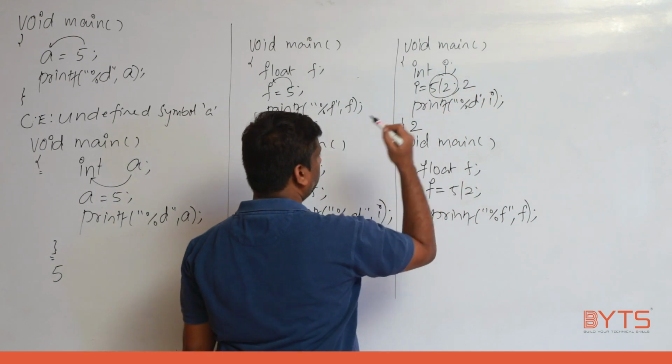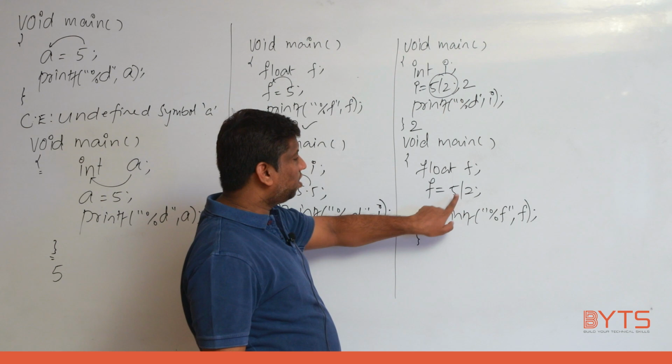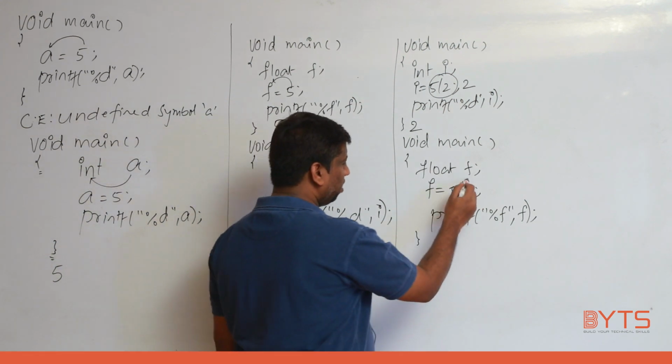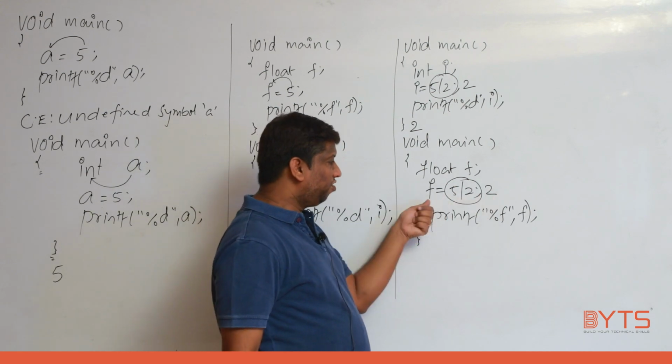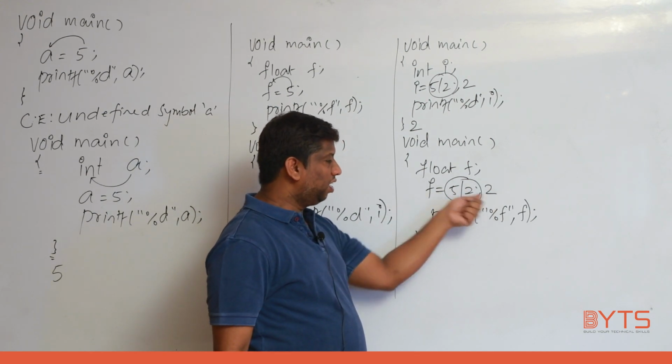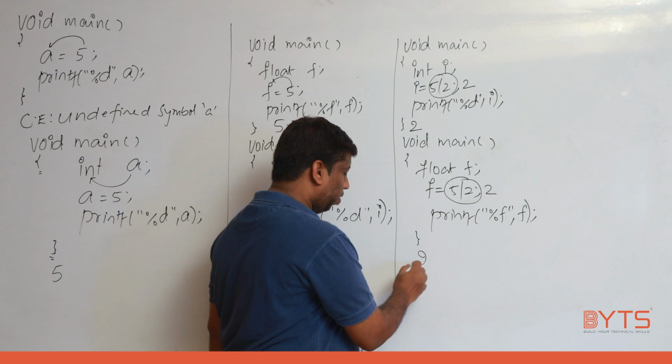That is the reason I value is how much? 2. Now 5 is what type? Integer. 2 is what type? Integer. That is the reason the result is replaced to what? 2. Now 2 is what type? Integer. f is also what type? Float type. Can I assign integer to float? Yes. So the answer is 2.0.